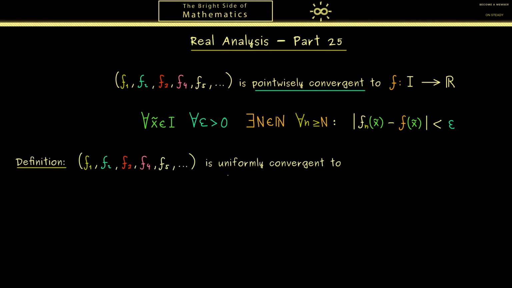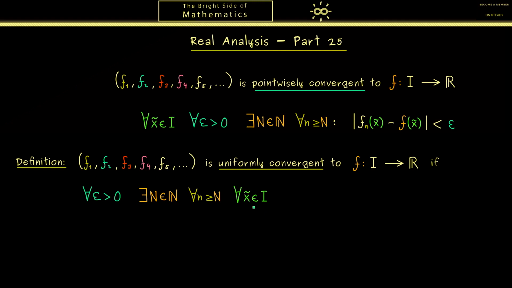So we call a sequence of functions uniformly convergent to f if for all epsilon greater than 0, there exists a capital N such that for all indices n greater or equal than N, and for all points x tilde in I, we have that the distance between the values is less than epsilon. So you see, this quantifier from before is pushed to the right. Of course, therefore this looks similar, but now this capital N works uniformly for all points x tilde.